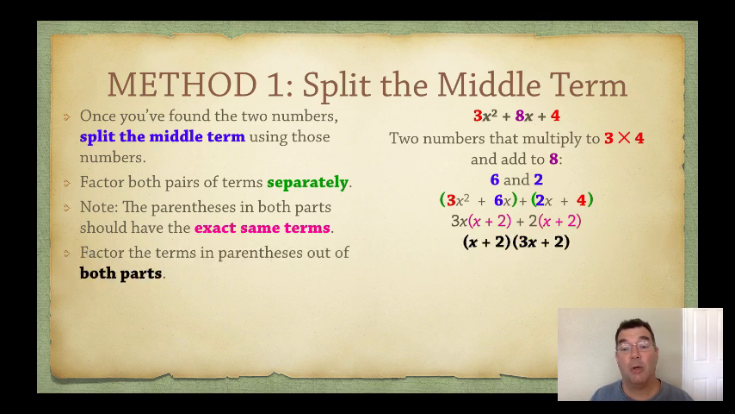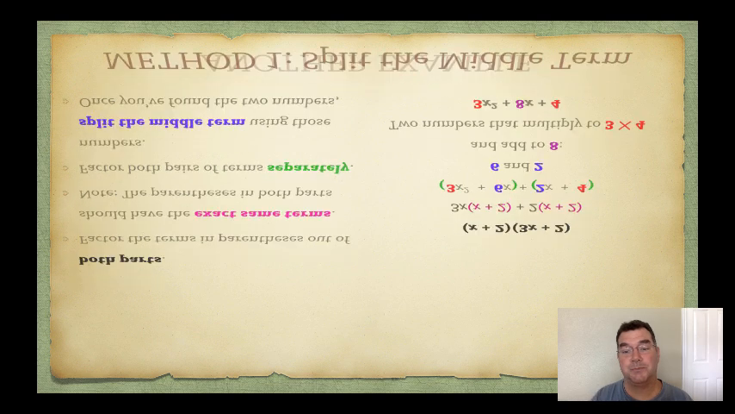All right, so what we're going to do is factor out those parentheses from both parts. So if I factor it out from that first set, I'm left with 3x, and if I factor it out from that second set, I'm left with 2. So my factorization is x plus 2 times 3x plus 2.